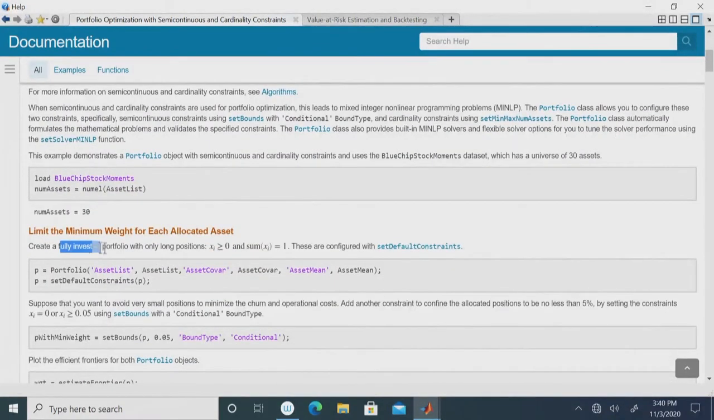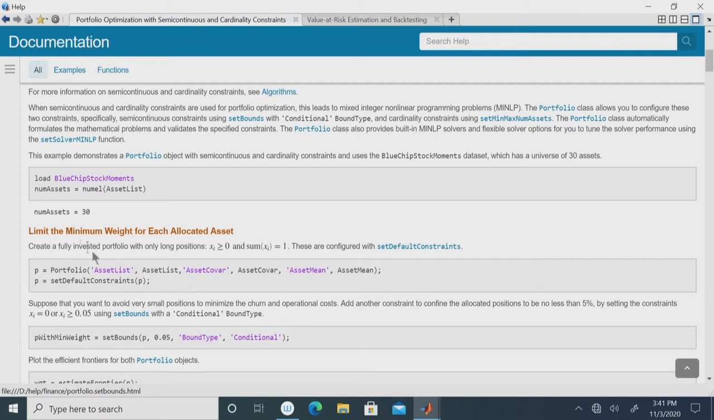So, we carefully invest in a portfolio and have only long positions. That means I will disallow short selling. So, in this case, my x_i is going to be greater than or equal to 0. And of course, the customary constraint that the sum of the weights, that is the sum of x_i, is going to be equal to 1. These are already included in the configured set default constraints. So, I start off with my P as my portfolio, where I have the asset list along with the moments, namely the asset covariance and the asset means. That means I have the expected return vector, the covariance matrix, as well as the asset list, and to this I set the default constraints.